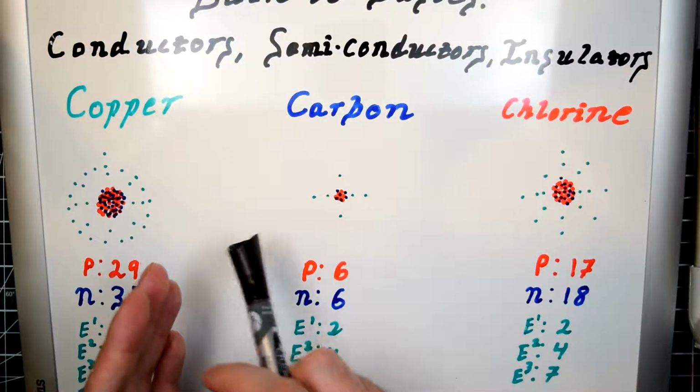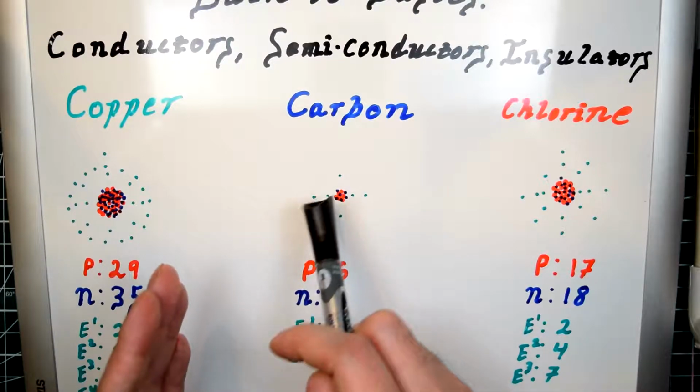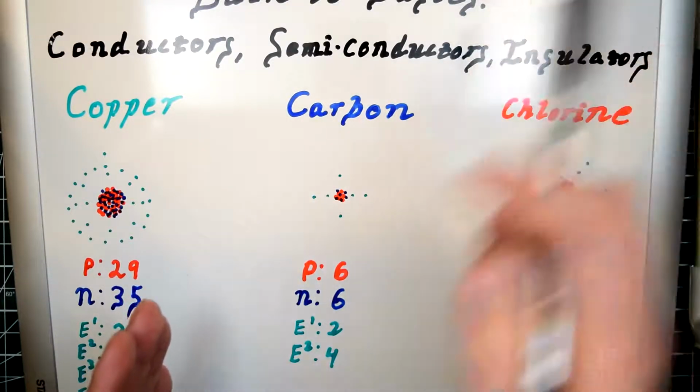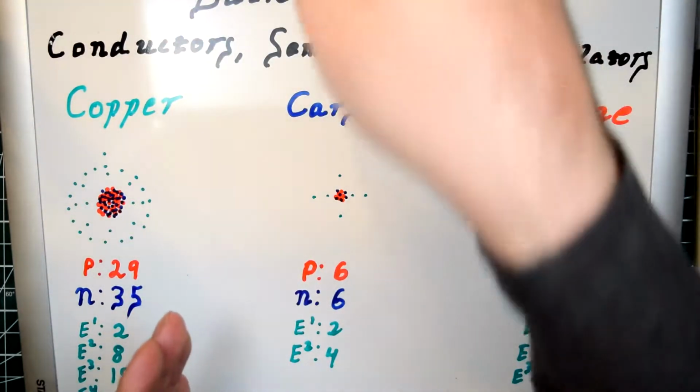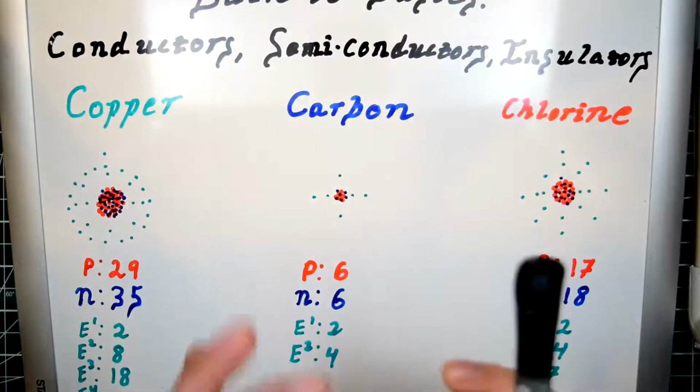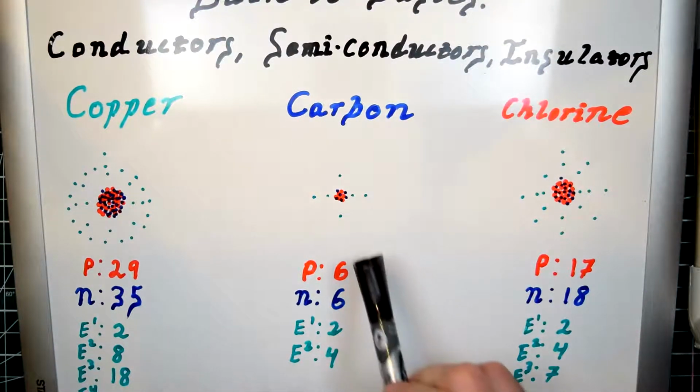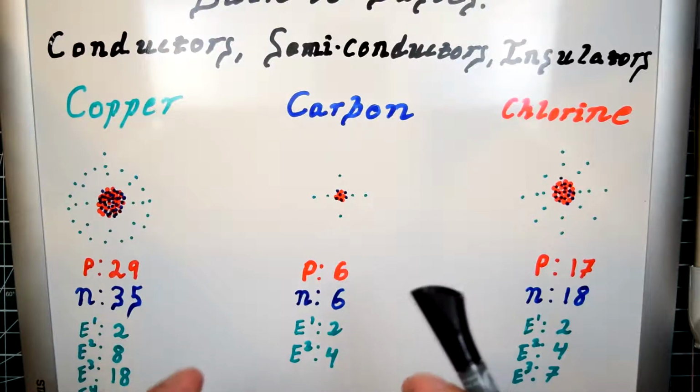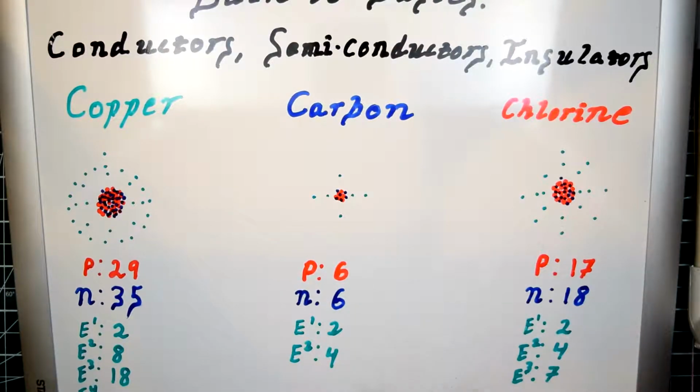And the same thing will happen. An electron will kick off and bounce an electron off the next atom, which bounces an electron off the next atom, and so on and so forth. But it's a little harder to do that. And that's why carbon resists current flow.